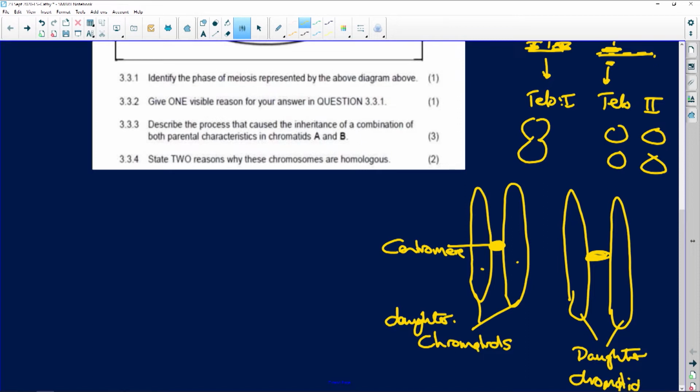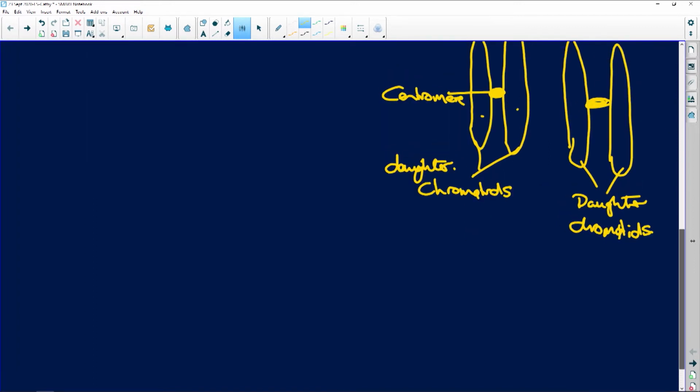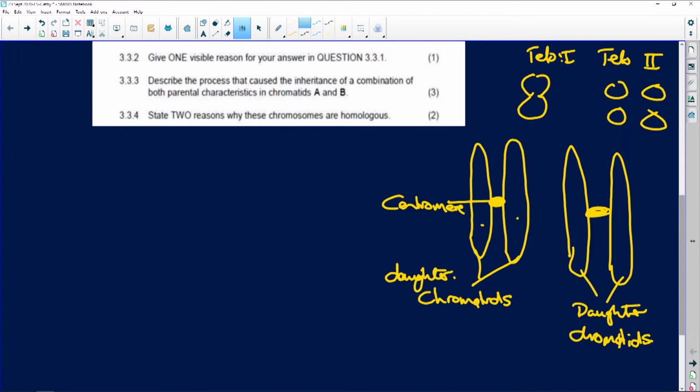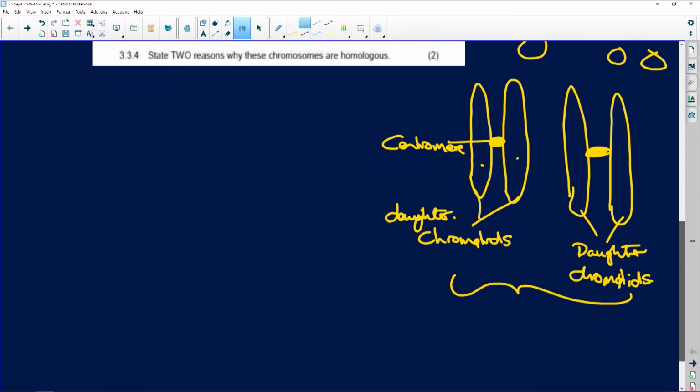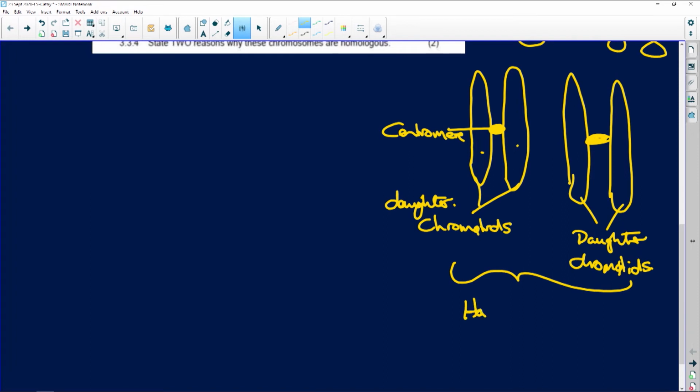Chromatids. Okay, let's just extend this page a little bit more. Also daughter chromatids, also centromere, and the 2 together make up homologous chromosomes.